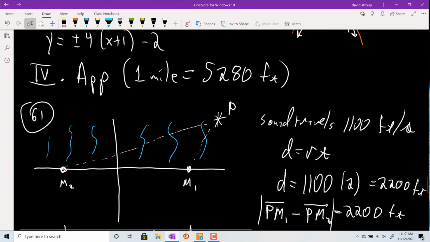But anyways, a cool application in my opinion. And that'll pretty much, I think, do it for this section.